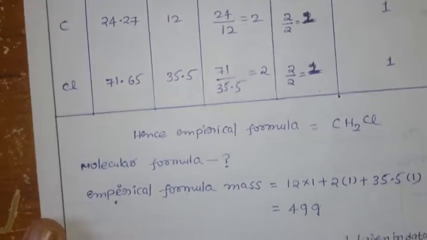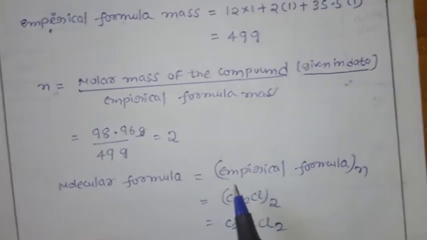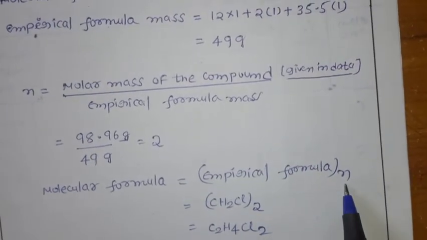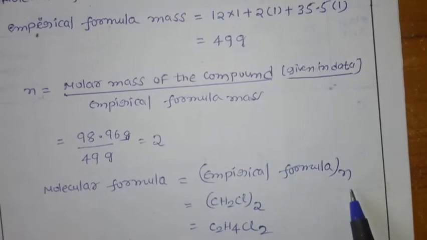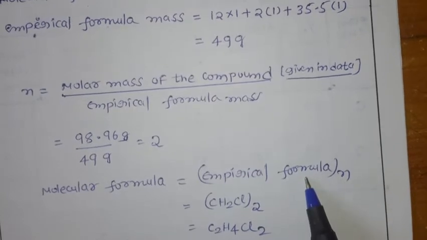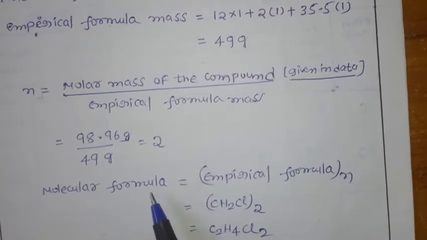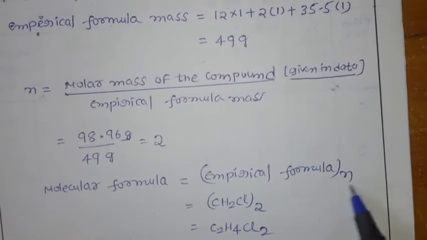How? Here we have one relation: molecular formula equals empirical formula with the subscript n. If you know the n value, multiplied with the empirical formula, you are going to get the molecular formula. Now let us see how you are going to calculate this n.